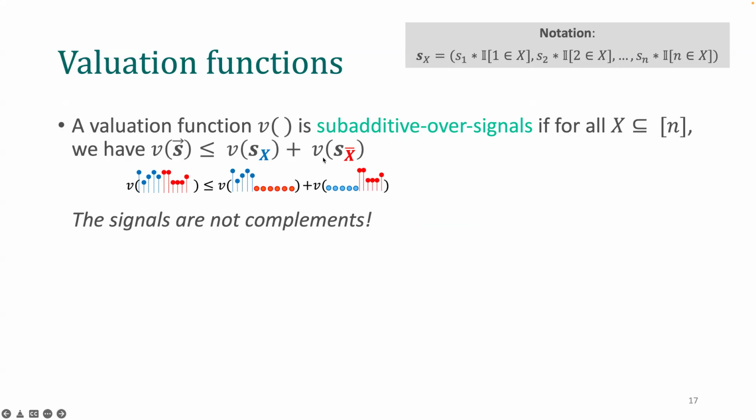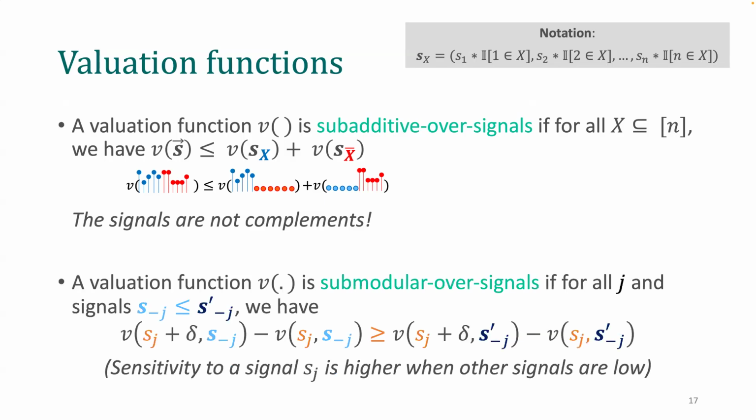Okay, so a valuation function is subadditive if the value V on signals S1 through Sn is smaller than or equal to the value separately when you look at some signals only in X and signals not in X. Okay, is that clear? So this is a really big class of valuation functions.